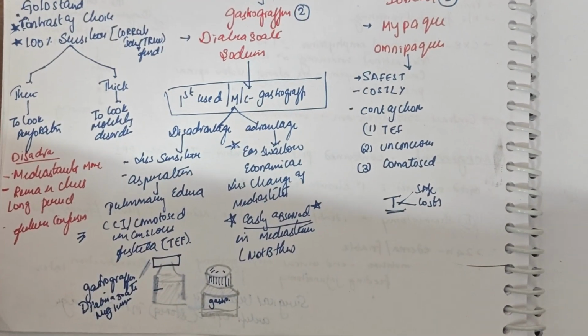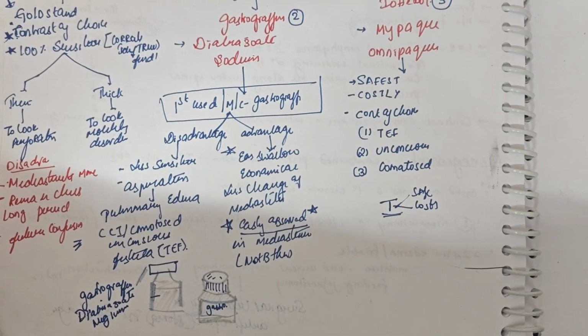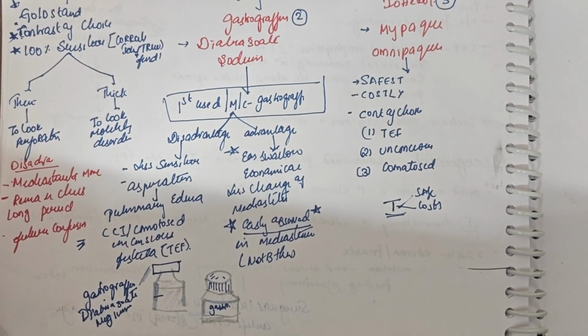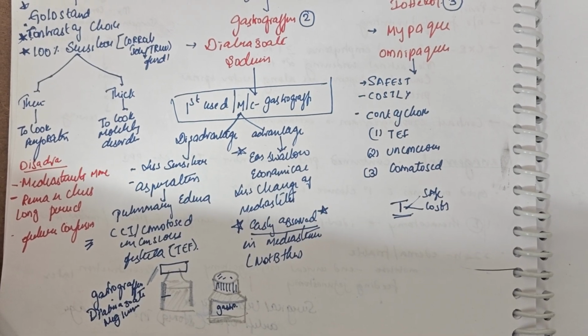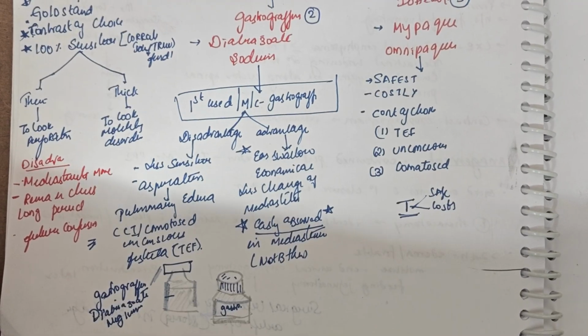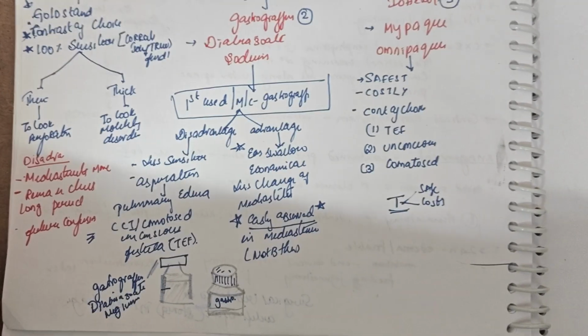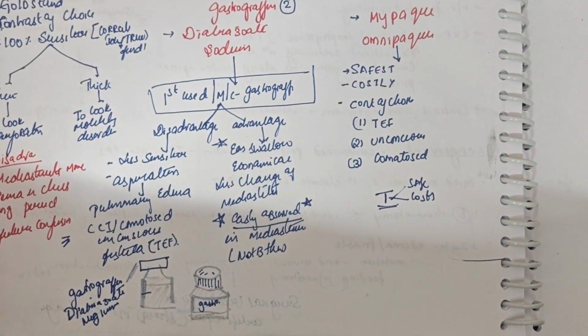But the point here is that there is a disadvantage and an advantage. What is the disadvantage? What is the advantage? The disadvantage is that it is less sensitive, and there is a chance of aspiration. Pulmonary edema can happen with this gastrographin.